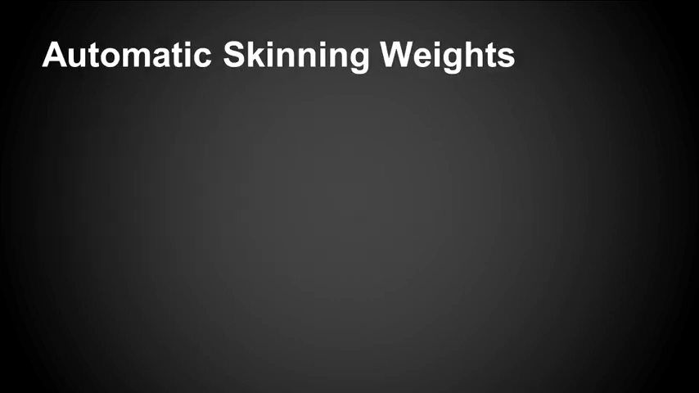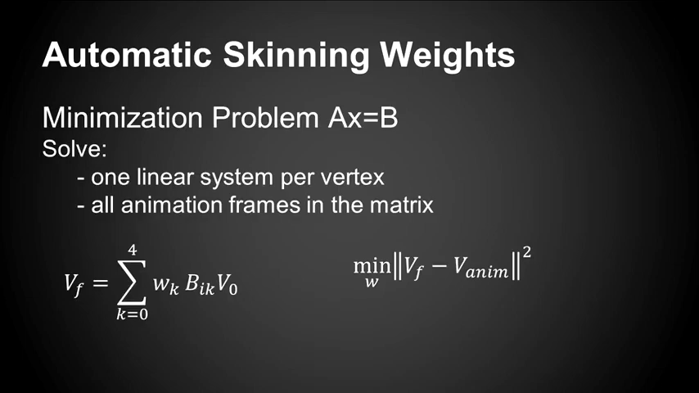So the actual solving of the skinning weights is basically a minimization problem. You have the standard formula for linear blend skinning, and you're going to minimize the error, and the error is the distance between the animated vertices and the reference vertices that we get from the scans.